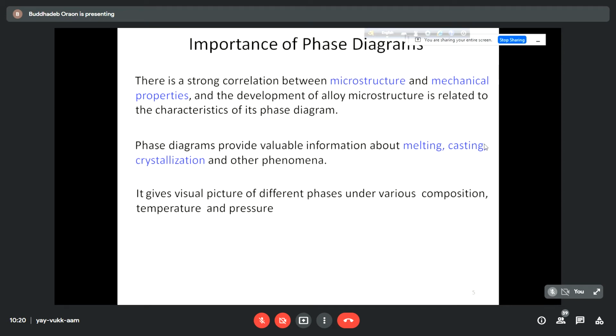So obviously you must have the idea about the melting point and crystallization parameters of that particular material. The phase diagrams will give you the visual picture and the idea about the melting point, and what the crystallization patterns of the materials are, when it will start crystallizing and all that. Everything we will get from the diagram. So it gives the visual picture of different phases under various composition, temperature and pressure.